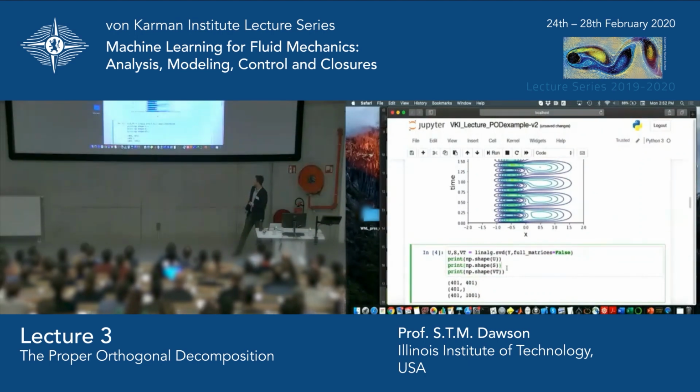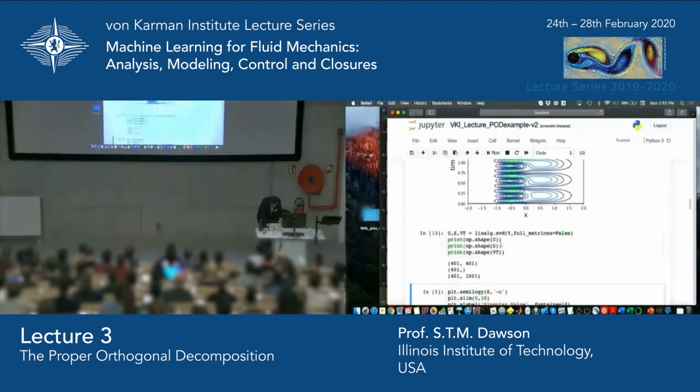Okay, so how do we proceed? Well, we have our data matrix, and all we need to do is take the SVD. So regardless of what coding language or software package you're using, the SVD is one of the most ubiquitous built-in functions. So in the linear algebra subpackage of NumPy in Python, we can compute this.